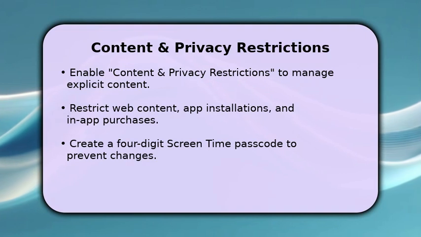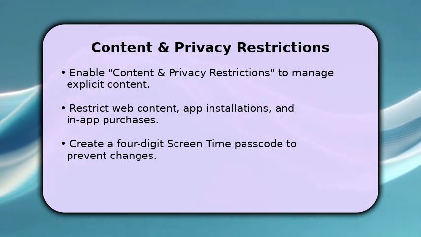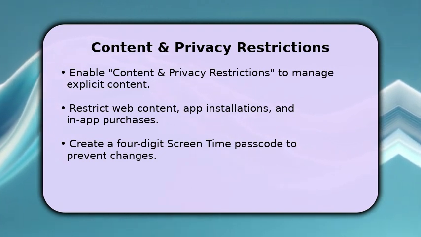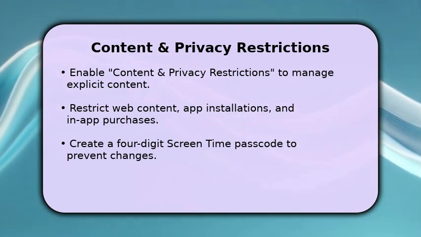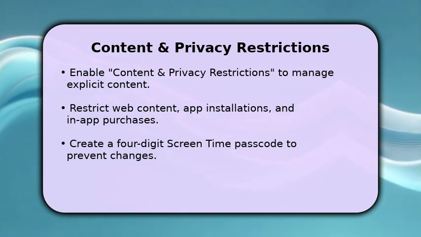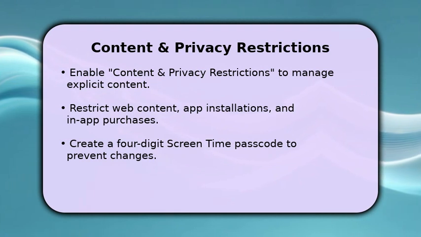Finally, Content and Privacy Restrictions offers robust control over what can be accessed. Enable this feature to manage explicit content, web content, and even prevent app installations or in-app purchases. This is especially useful for family sharing.